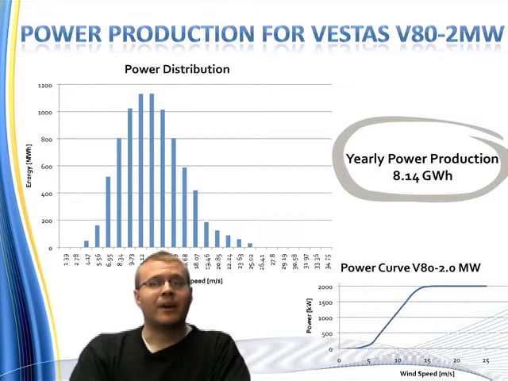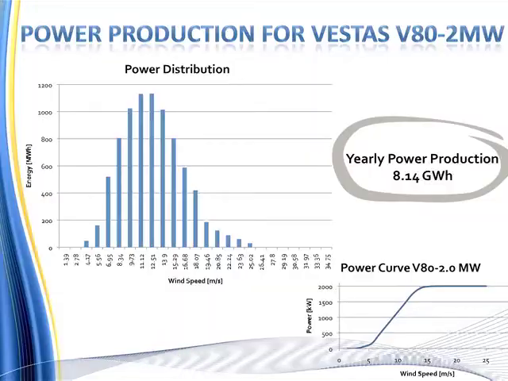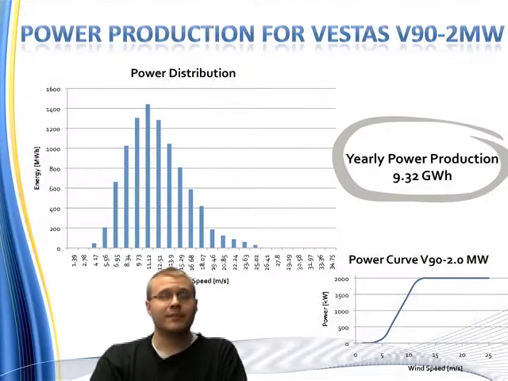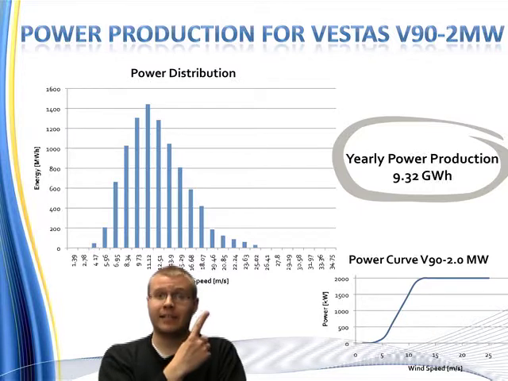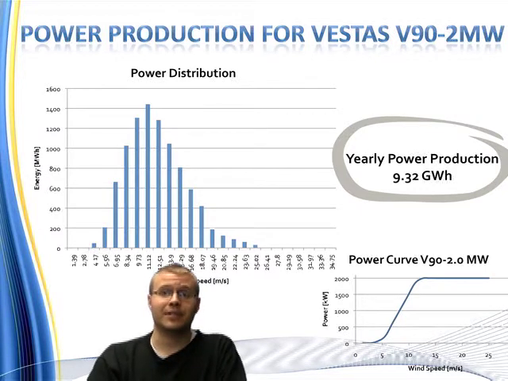We calculated the power production for Vestas V80 according to the equation of the power curve slope. Then we made a graph of the power distribution. The yearly production using this model comes out to be 8.14 gigawatt hours. For the Vestas V90, we used the same method to evaluate the power distribution. We obtained a yearly power production of 9.32 gigawatt hours.